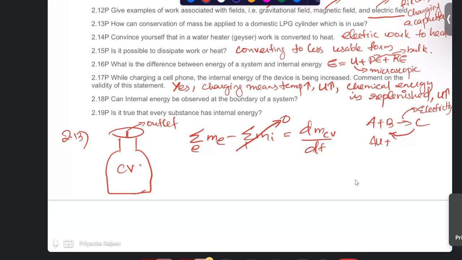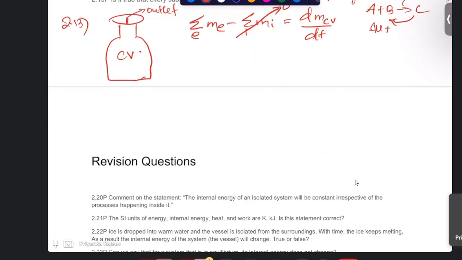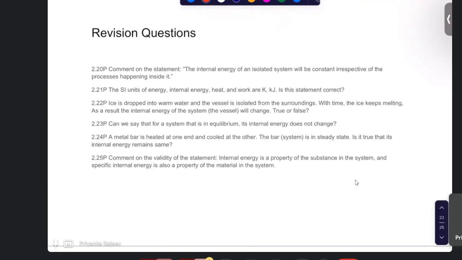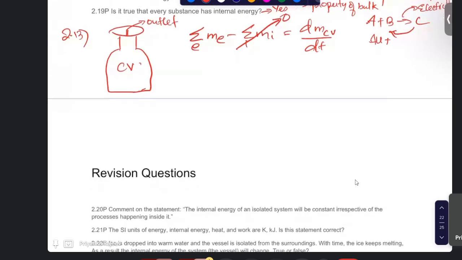Now, can internal energy be observed at the boundary of a system? No, because it's a property of bulk. So you cannot observe it at the boundary. It is stored inside the system. Is it true that every substance has internal energy? Yes, unless it is at absolute zero. Okay. Then, can internal energy be observed?